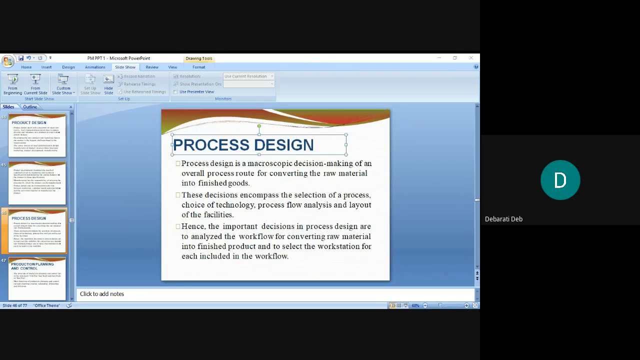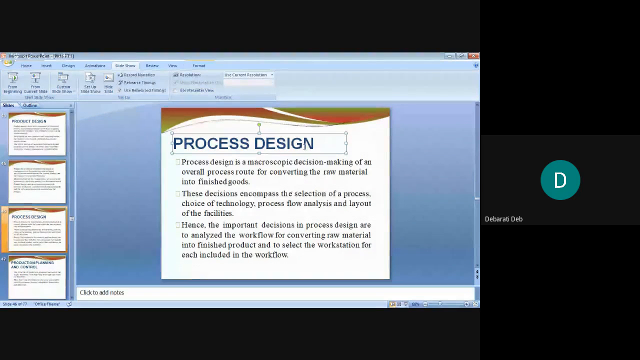Now tell me, is it clear? Process design and product design. Any doubt? Any question which is occurring in your mind? Please ask. Do you have any question which is coming to your mind right now with regards to product design and process design? You can ask.